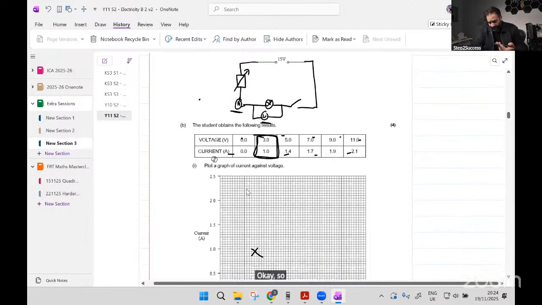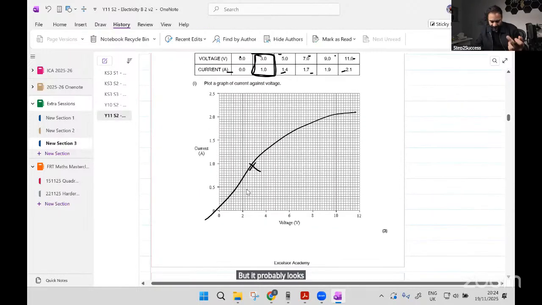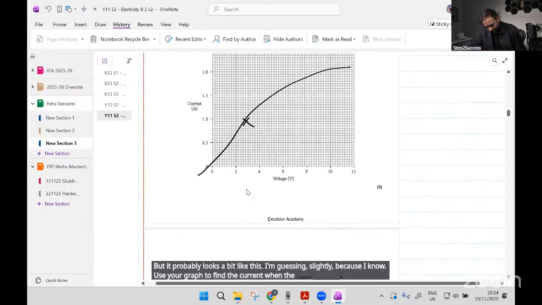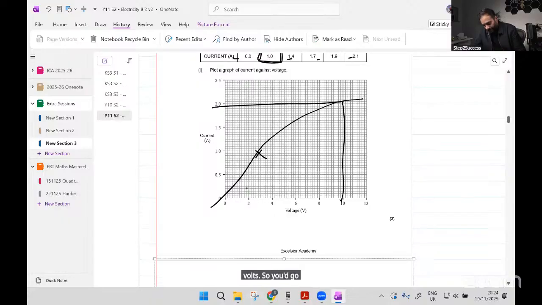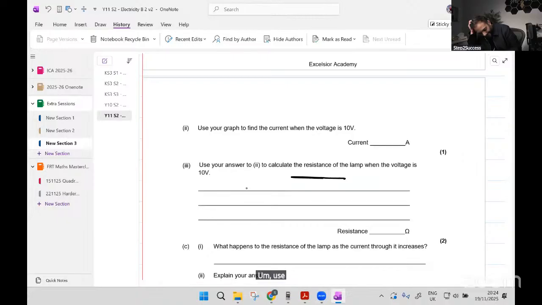Okay, so I don't need to plot the graph. You can do the graph yourself, but it probably looks a bit like this. Use your graph to find the current when the voltage is 10 volts. So you'd go to 10 up to your graph and read across. Done. Use your answer to calculate the resistance.